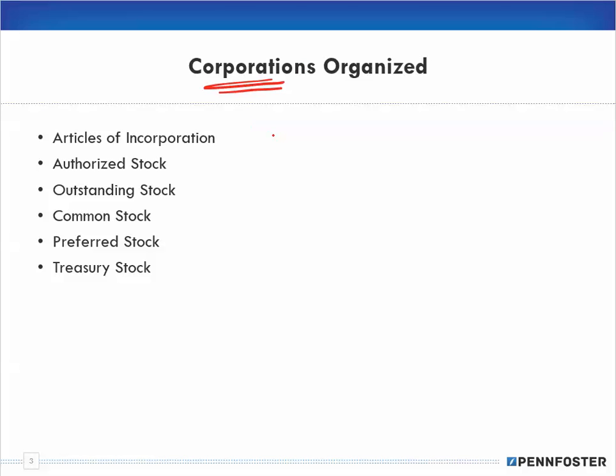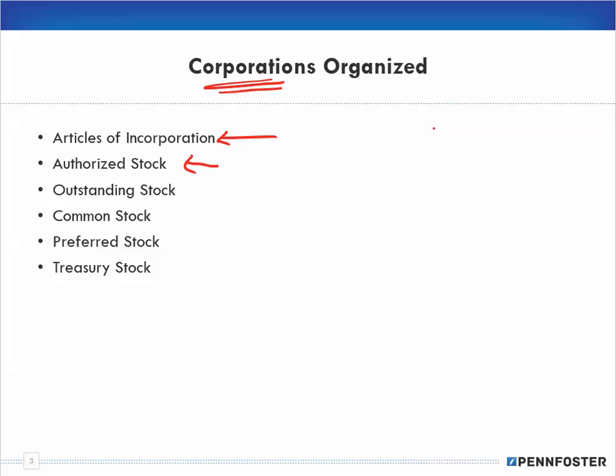So when we set up a corporation, there are rules. All right, you have to have articles of incorporation. Okay, it's a formal document that you set up when you set up your corporation, and in that document, it basically says, okay, how many shares of stock are you authorizing to be able to sell?